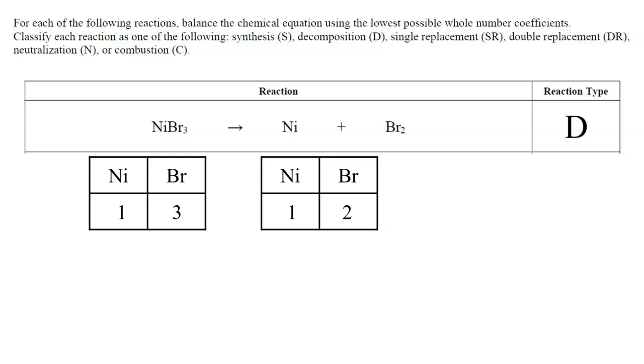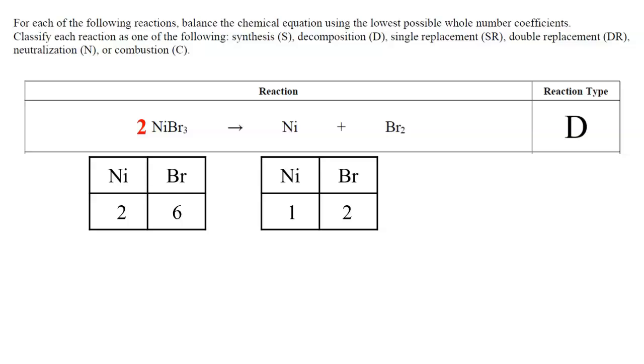Now, the least common multiple of 3 and 2 is 6. So I'm going to do whatever I can to get 6 bromines on the left and 6 bromines on the right. I'm going to put a coefficient of 2 in front of that chemical formula on the left, and that will give me 2 nickels and 6 bromines.